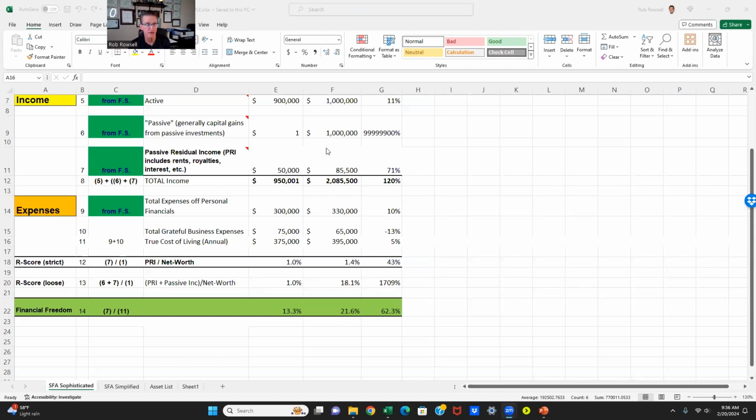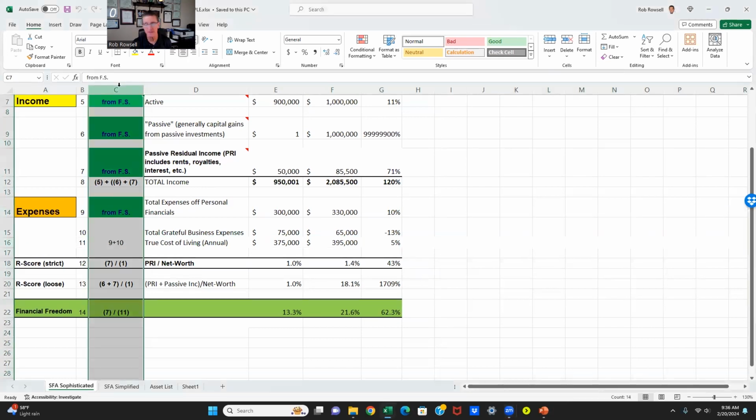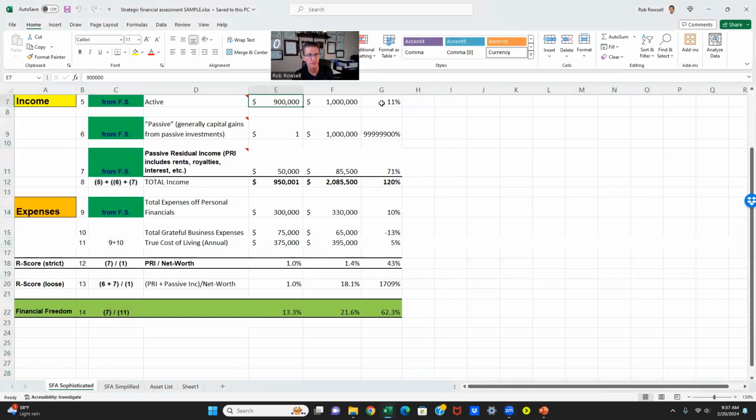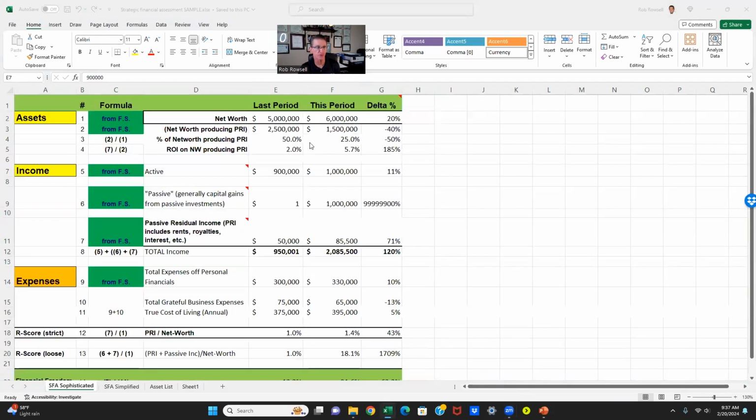I know this probably looks overwhelming to some of you the first time you see it, but you can see here in column C where it says "from FS," that means from your personal financial statement. Those green squares where the numbers are, that's where you input the numbers.